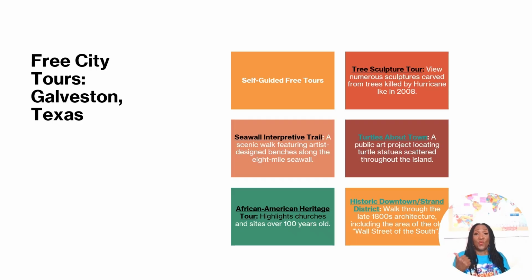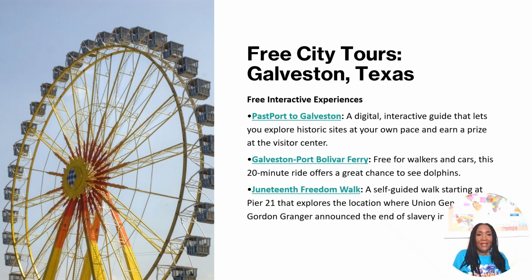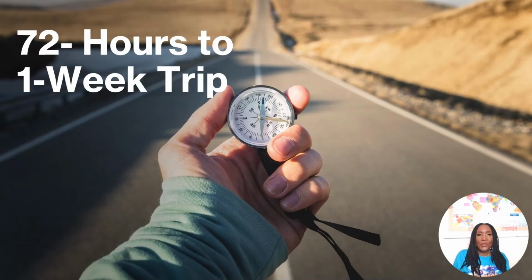And if you keep walking west, you'll walk to Pier 21, where there is a museum, an oil rig museum, a movie theater, and much, much more. Additionally, in Galveston, there's the Passport to Galveston tour, a low-cost ride on the Bolivar Ferry, and the Juneteenth Freedom Wall. So much to do, folks. Whew, that was a lot and worth every investment of time and effort.